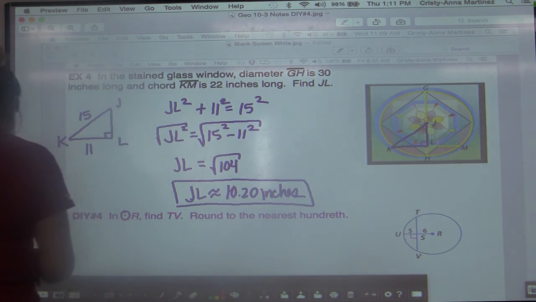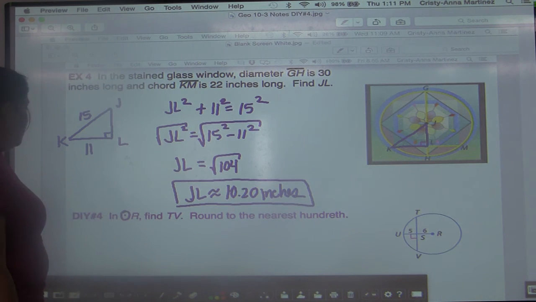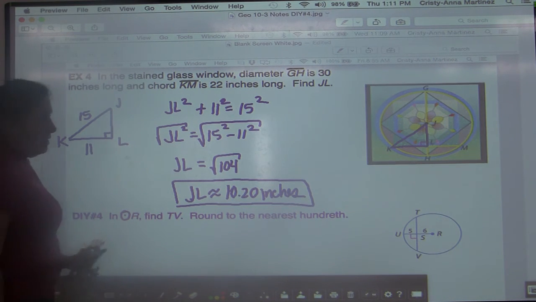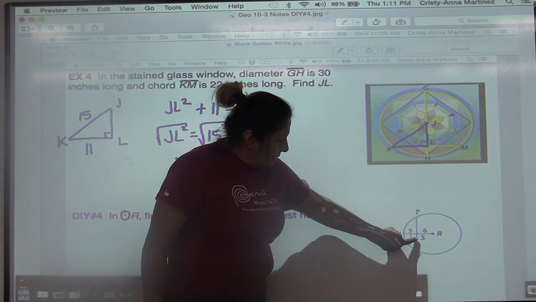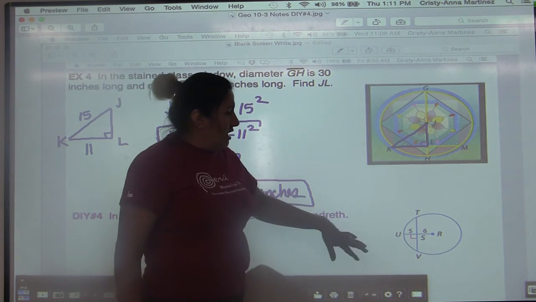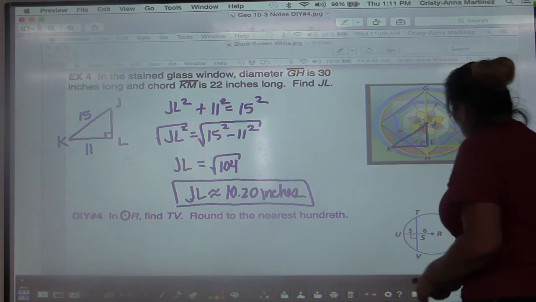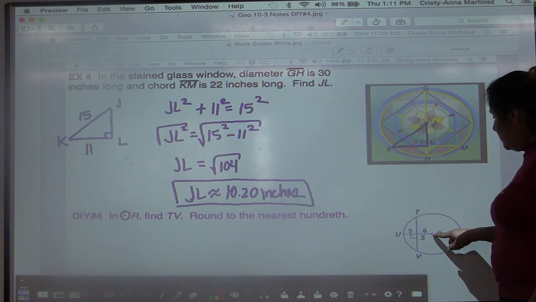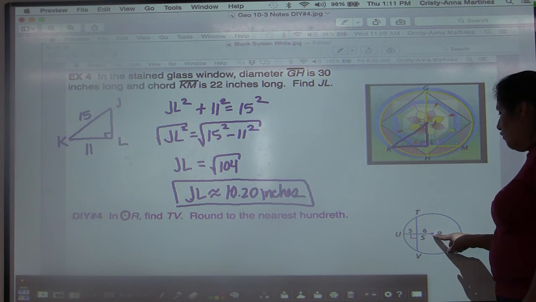JL. Alrighty, so in a similar way, not the exact same way, but in a similar way, you're going to need to create a triangle over here to try to find TV. Now remember that TV is the entire chord, but we know that since it's perpendicular to the radius, that the chord is bisected in half. So we know that the radius is 6 and 5 combined, because this section is 6 and this is 5. If you add them together, you get 11 for your radius.